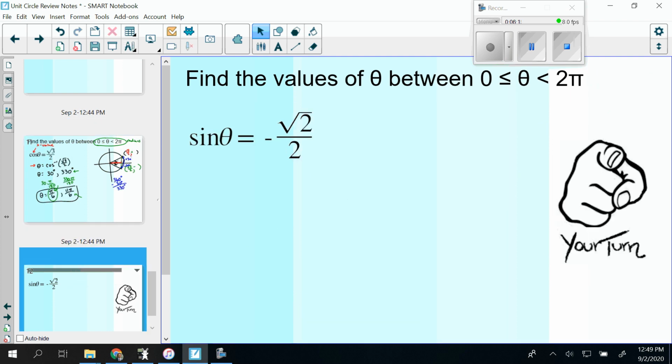All right, I want you to pause the video and see if you can find the angle or angles between 0 and 2 pi for this one. All right, let's check and see what you got.